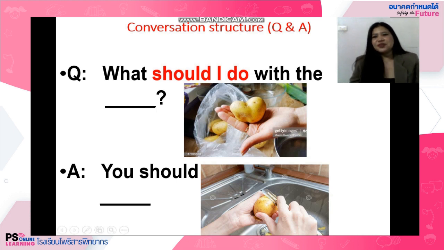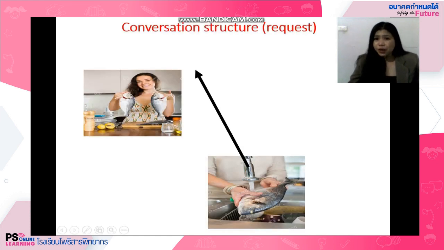Okay, so I think you already understood the conversation structure for question and answer. This time, it's another conversation structure. What is this? This is making a request. Or you can give a command. It's okay, but a command is somehow impolite. Not really impolite, but of course, for now, let's use a request.